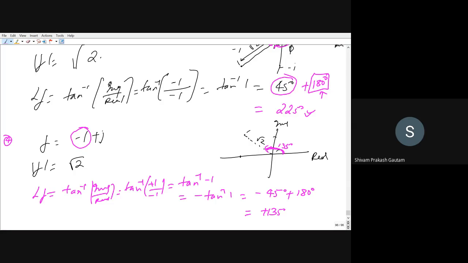Are you getting the point? If you are having the negative real part, then you have to add +180 degree to the phase. Magnitude will remain unchanged. Is it okay?